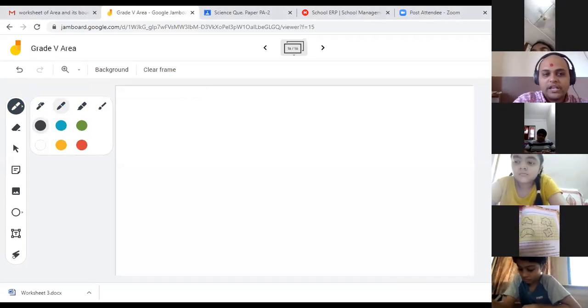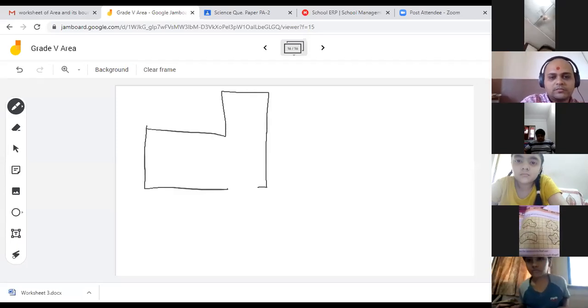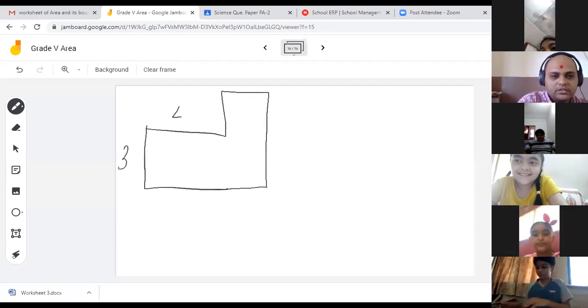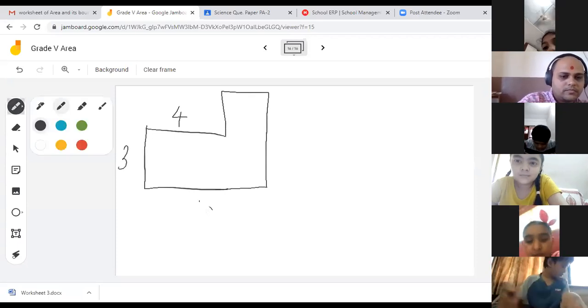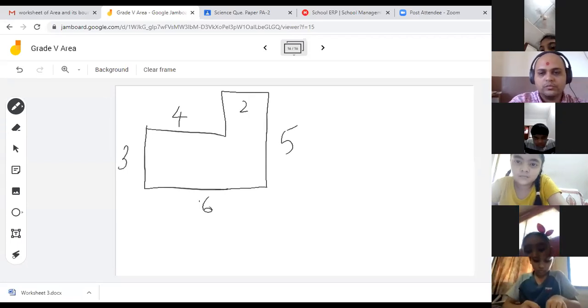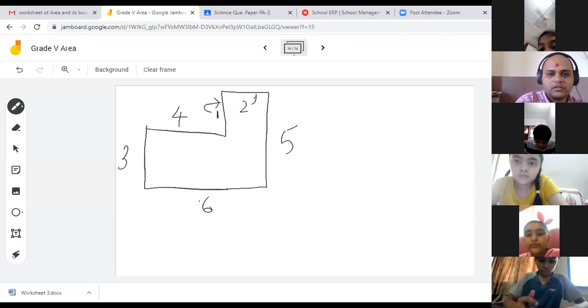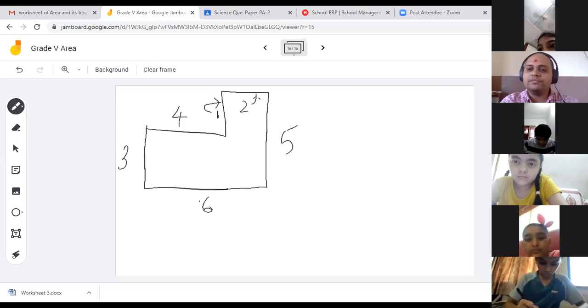Right? Good job. Now, shape like this one. This is, say, for example, 3. This is 4. This is, let's say, 6. And this is 5. And this is 2. Okay? And this is going to be 1. This part. Okay? This is for this one. So, area of this shape and perimeter of this shape we have to find.